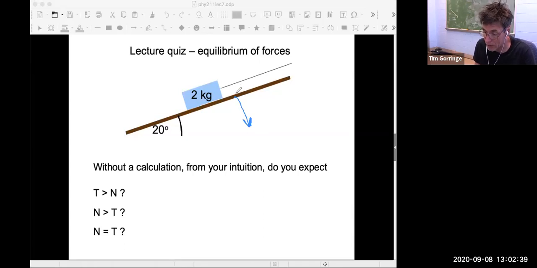What about if we did the opposite? Supposing we make the angle, the 20 degrees, very large, nearly 90 degrees. In that case, there's no support offered by the incline. It's just like a cliff face. We're supporting the block by the string.